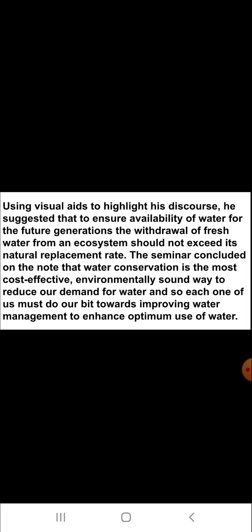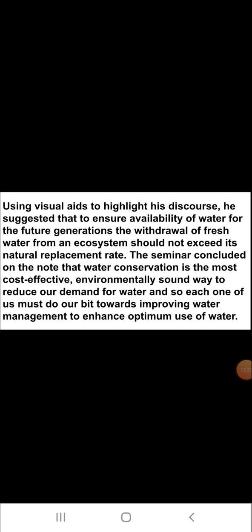The seminar concluded on the note that water conservation is the most cost effective, environmentally sound way to reduce our demands for water, and so each one of us must do our bits towards improving water management to enhance optimum use of water.